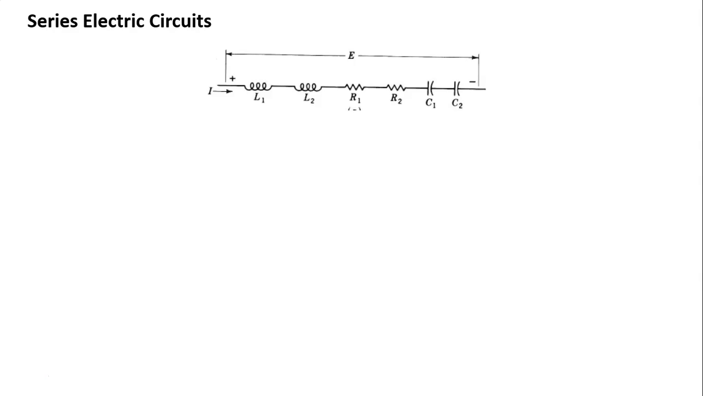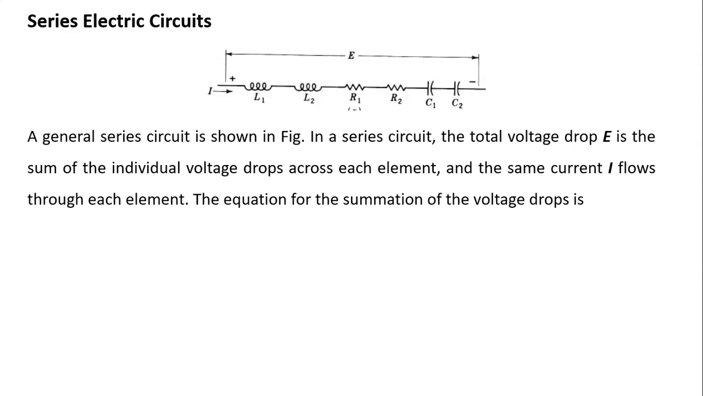Now consider again two inductors L1 L2, two resistors R1 R2 and two capacitors C1 C2 connected in series, and the total voltage drop across these six elements is equal to E. I is the current flowing through the circuit or through these elements. Therefore, the total voltage drop E is the sum of the voltage drops across each element, and the same current I flows through each element.